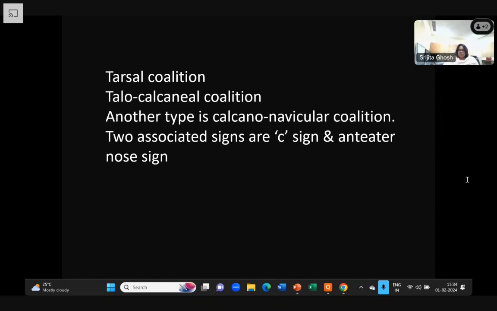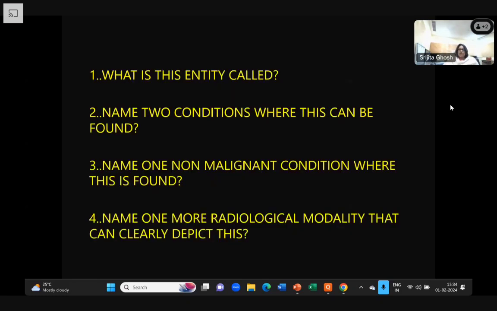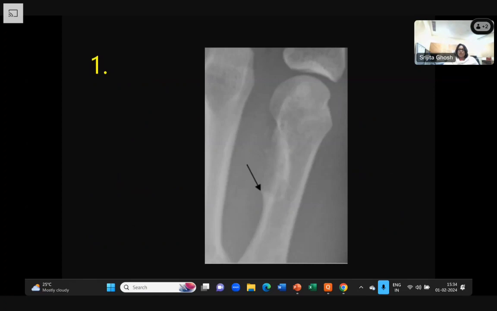Okay, so that's good. Now this will be our last rapid fire round. Start. What is this entity called? Write quickly. I'll give 3 seconds, but very easy now. What is this entity? Name two conditions where it is found.